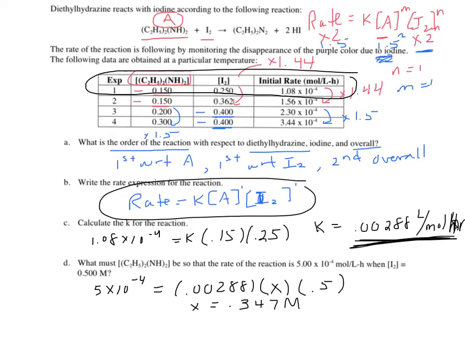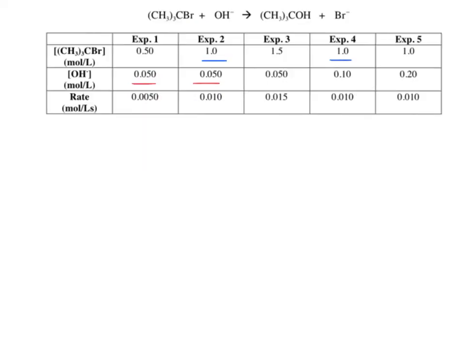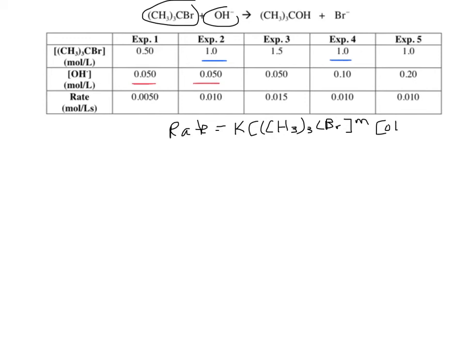Okay, so let's do one more example where we find the rate law. I've got this compound reacting with hydroxide. So my general rate law is rate is K times the concentration of this compound to the M times the concentration of OH minus to the N. And again, we have to find M and N. So I'm going to work with the blue here. I'm going to keep the concentration of that first thing constant, and I'm going to look and see what happens to the hydroxide.